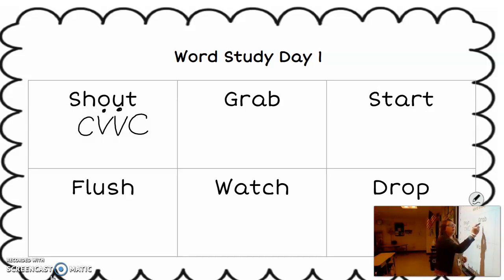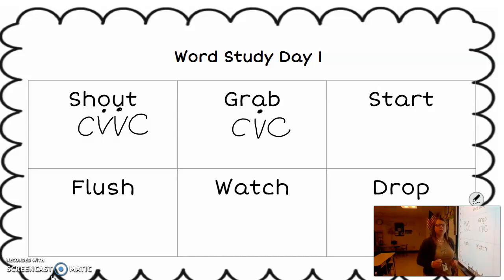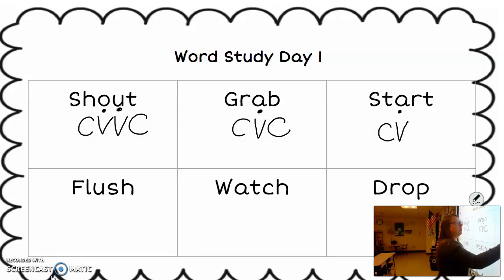Grab. Let's mark the vowels. A is a vowel. Consonant, vowel, consonant. Very good. Now let's look at the next word. Start. Where is my vowel? A, E, I, O, U. Mark the vowel. Label the word. S is a consonant. A is a vowel. R is a consonant. T is a consonant. So C, V, C, C.